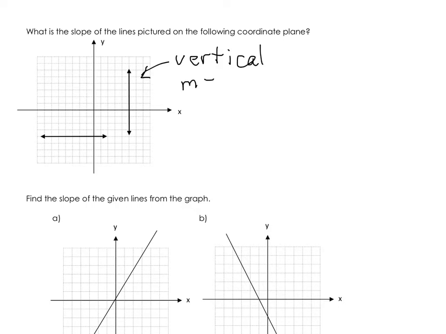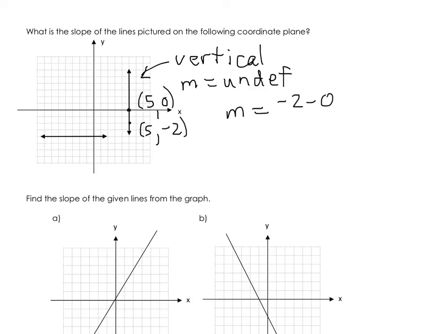So what is the slope? It's undefined. Pick 2 points on the line. This is the point 5, 0. And how about the point 5, negative 2? If we use our equation for the slope, we could say negative 2 minus 0 over 5 minus 5.